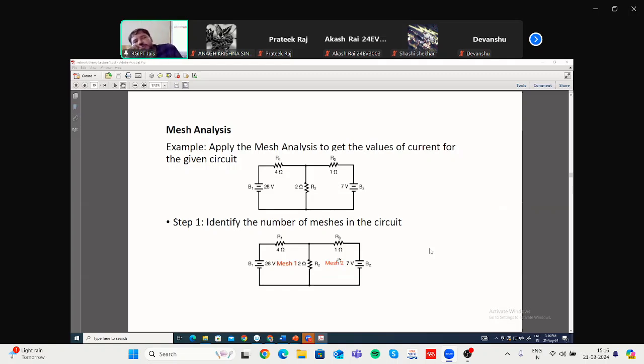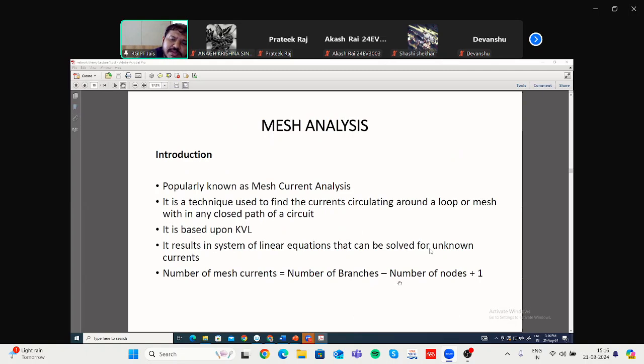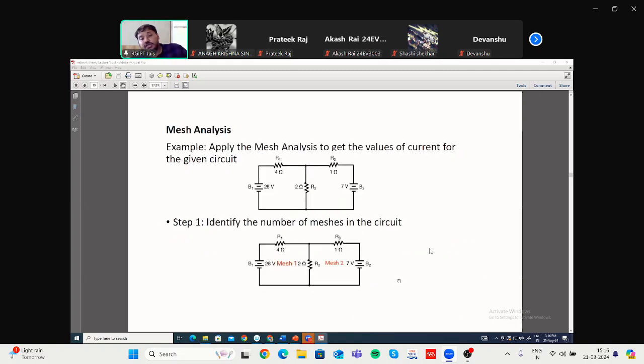So 5 minus 4 is equal to 1. 1 plus 1 is 2. So we are using this formula: number of branches minus number of nodes plus 1. So you have correctly identified that there are 2 meshes.